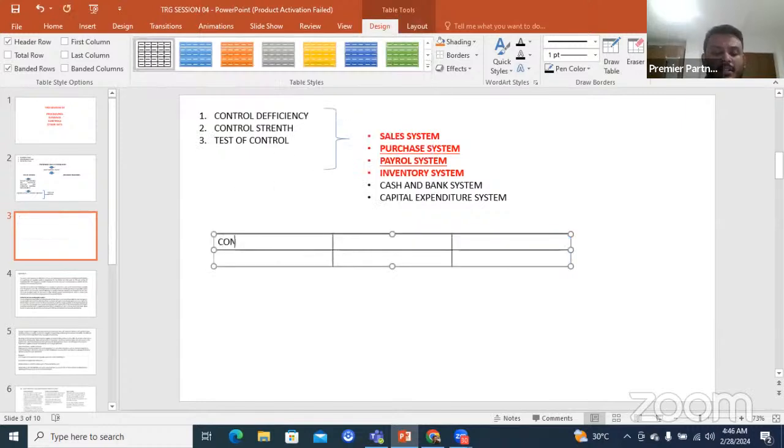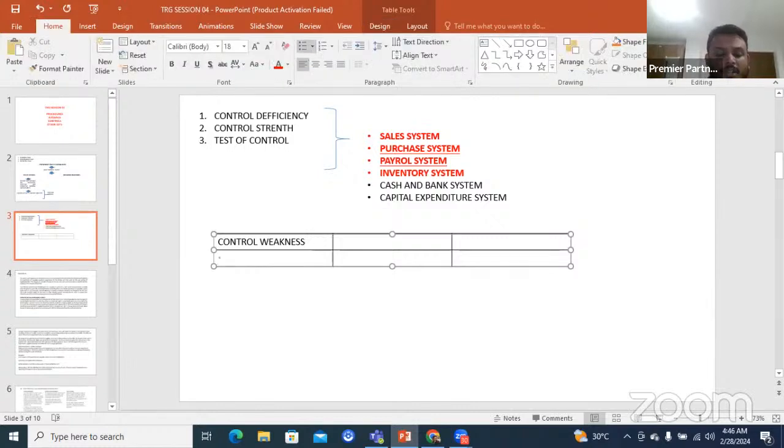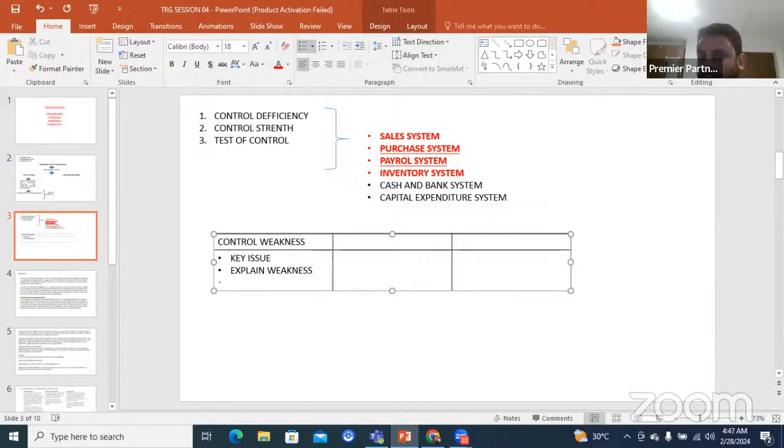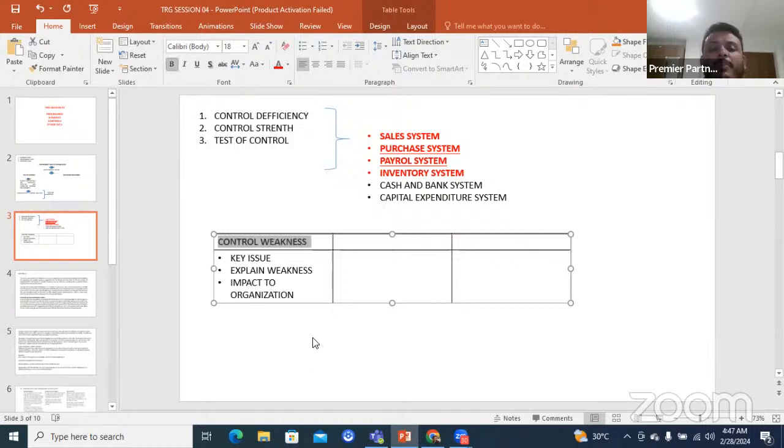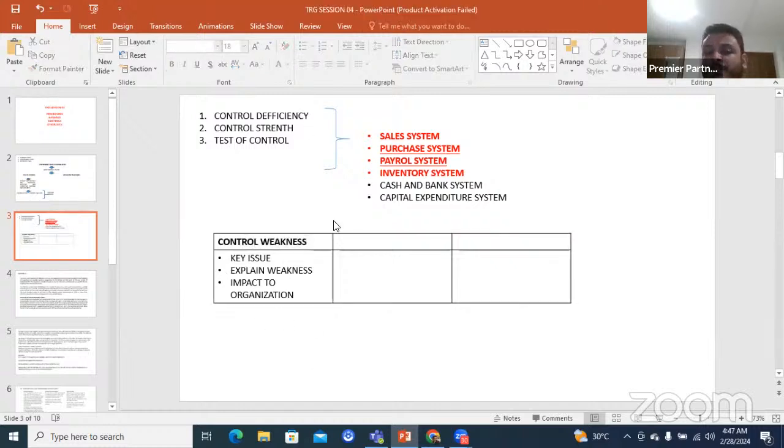The first thing is control weakness. When you are writing control weaknesses, you should follow 3 steps. The first thing is key issue. Identify the key issue from the scenario, right? And explain the weakness. You should prove why control activity not met control objective. Third one, impact to organization. As a result of that control failure, what will be the impact to organization? These 3 points should be included in your answer when you are explaining deficiency.